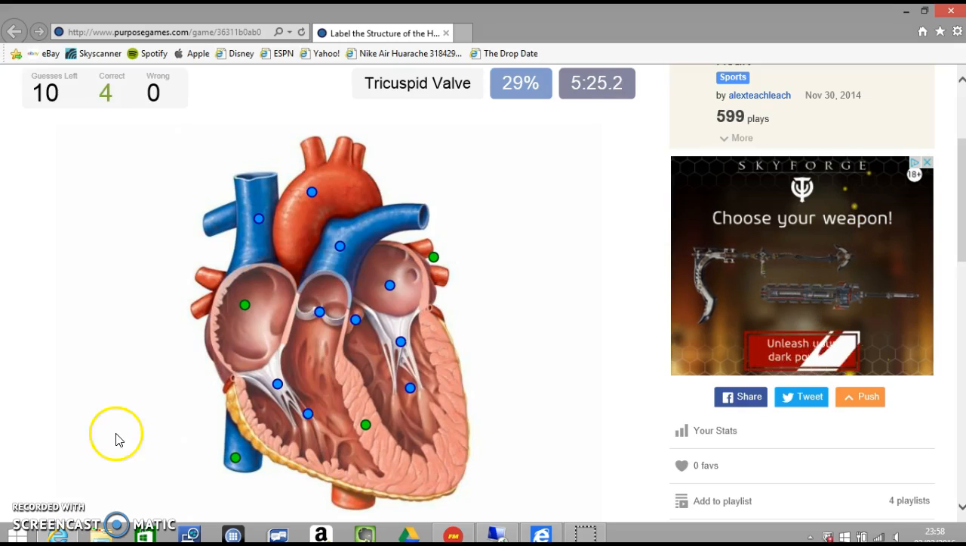The next one is a tricuspid valve, which is... sorry about this mouse, it's a bit temperamental when the screencast is playing. That's a tricuspid valve. The function of this is that it forms a boundary between the right ventricle and the right atrium, so basically it just separates the parts.